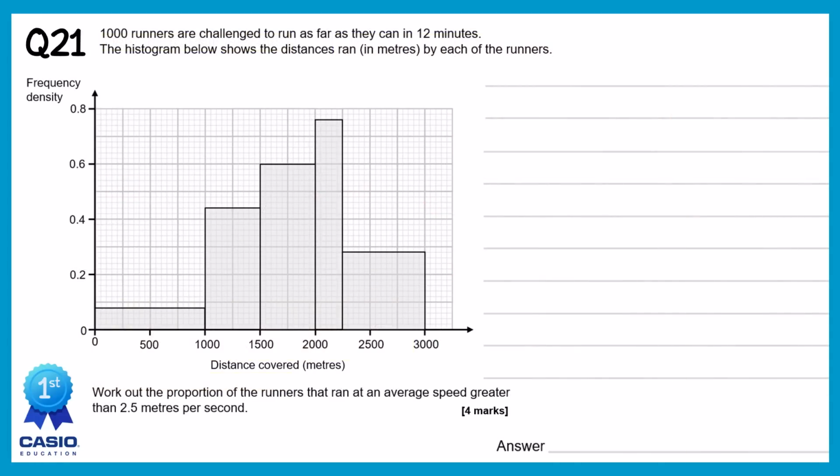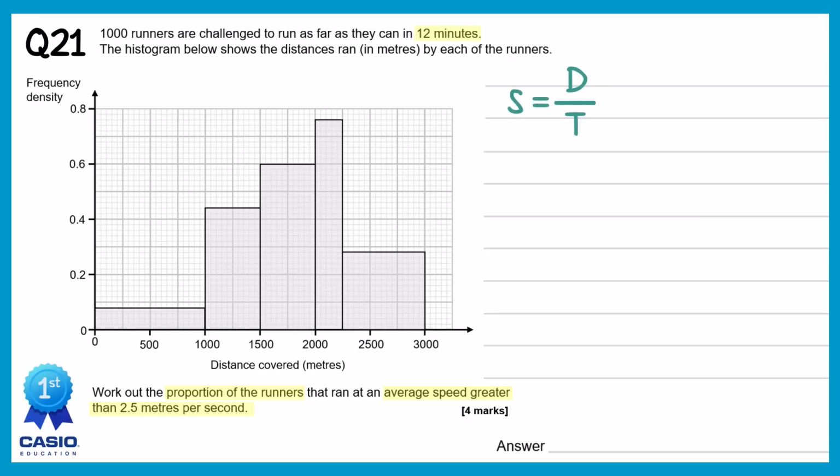In this question, we're asked to work out the proportion of runners that ran at an average speed greater than 2.5 meters per second. So we've been given the speed at 2.5 meters per second, and we're told in the question that everybody runs for 12 minutes, which is the time. And you can also see the histogram is about the distances that were travelled. So we need to use the formula speed equals distance divided by time.